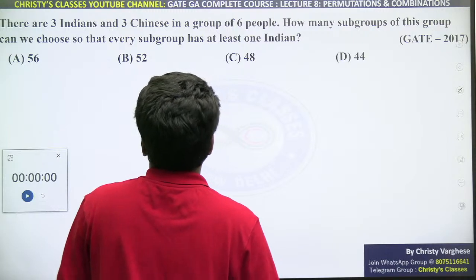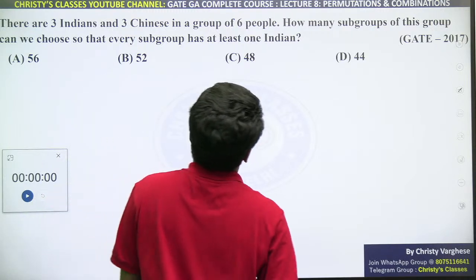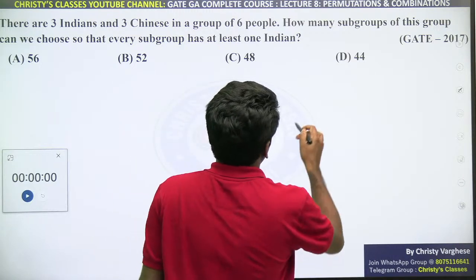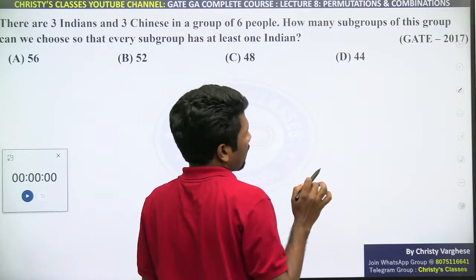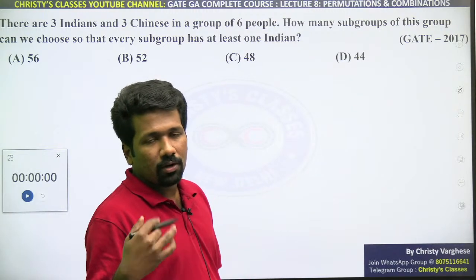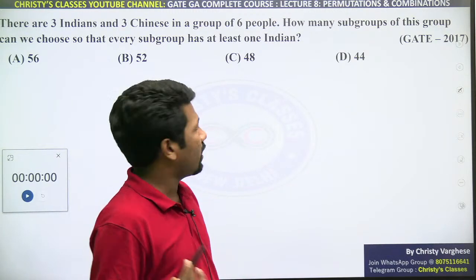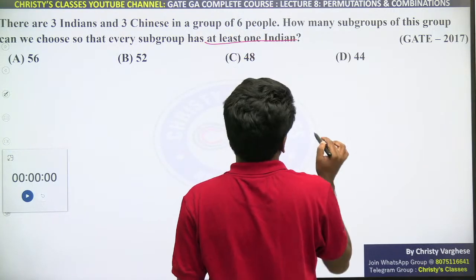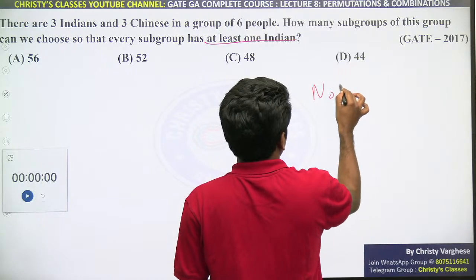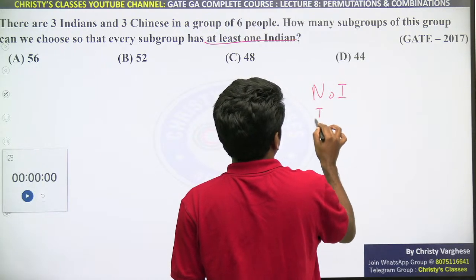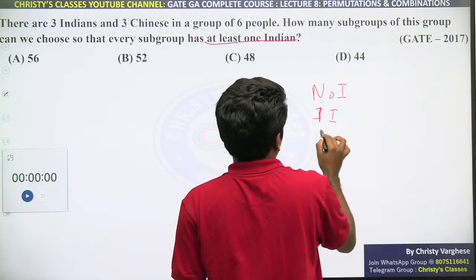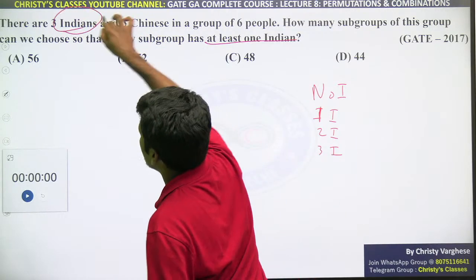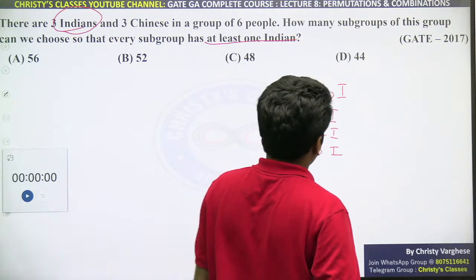So how many subgroups, so that every subgroup should have at least 1 Indian? Kam se kam ek Indian hona chahiye. So here you list it out. Probability chapter mein I have shown you na. List out what all can happen. Set theory idea se, at least 1 Indian. Speaking of Indians in a subgroup, either no Indian can be there, or 1 Indian can be there, or 2 Indians, or 3 Indians. Total 3 Indians only are there. So these are the 4 possibilities.